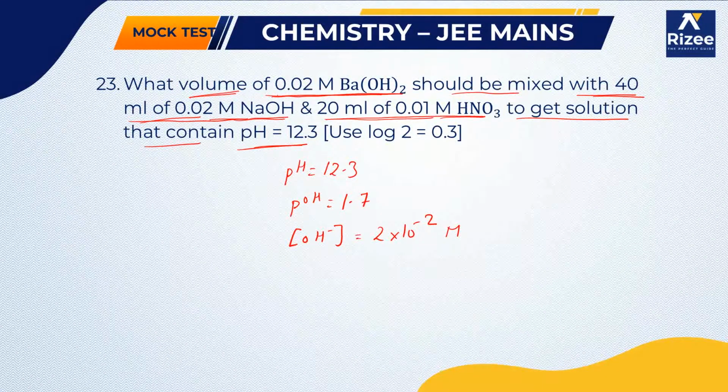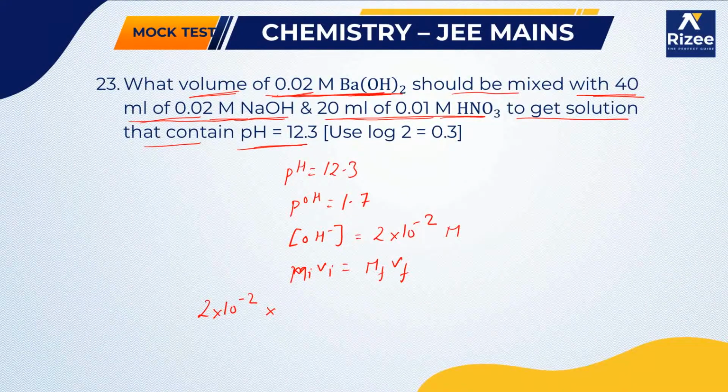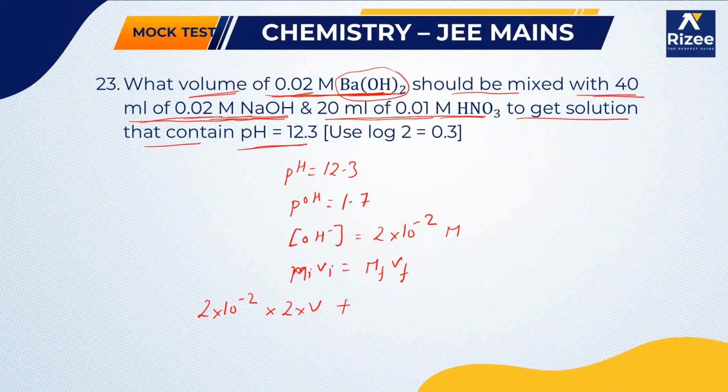Now, taking 100% dissociation of barium hydroxide, you can write M initial into V initial is equal to M final into V final. Taking that, 0.02 molar with an unknown volume, so we can write 2 into 10 power of minus 2 into, since 2 moles of OH minus ions will be there, 2 into V, plus the 0.02 molar NaOH with 40 ml, so we can write 2 into 10 power of minus 2 into 40.